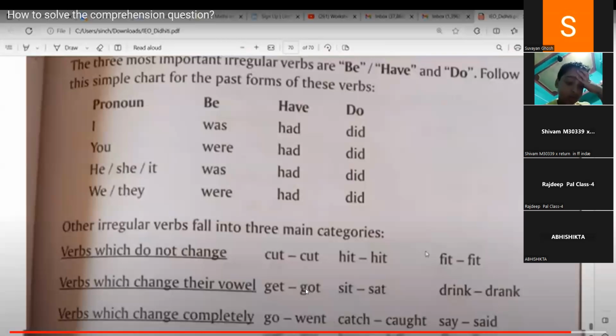Ma'am, can I go to washroom? Yeah, go, Shivam.